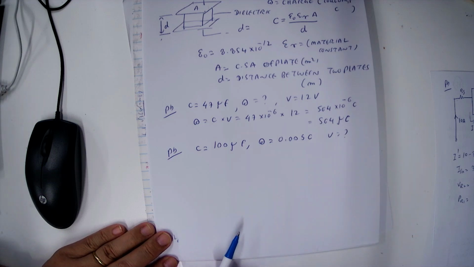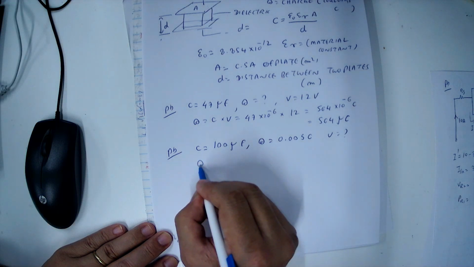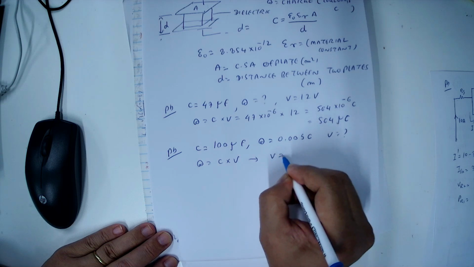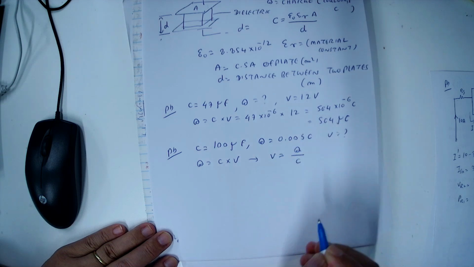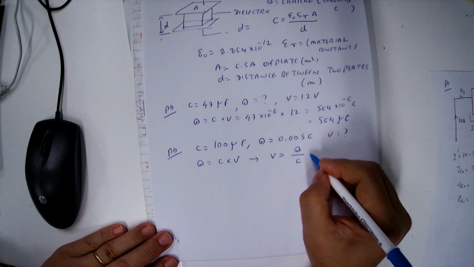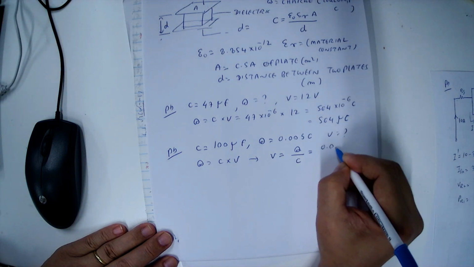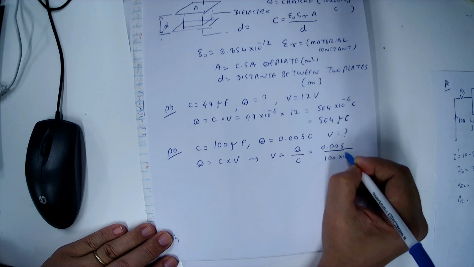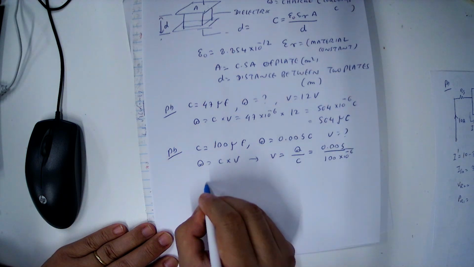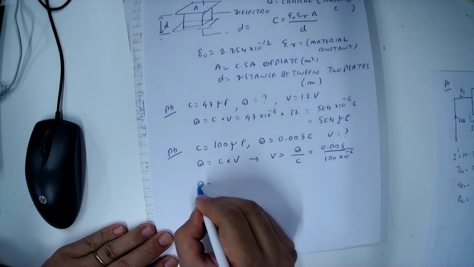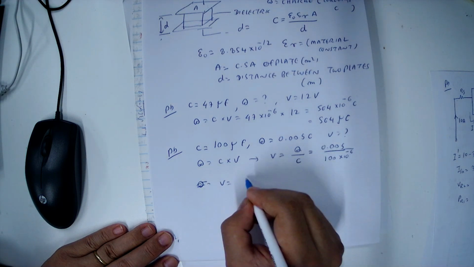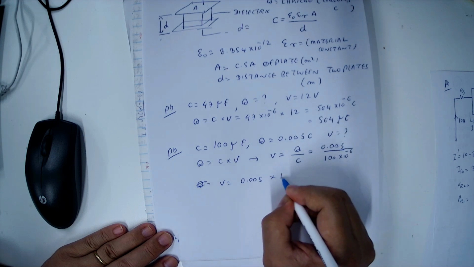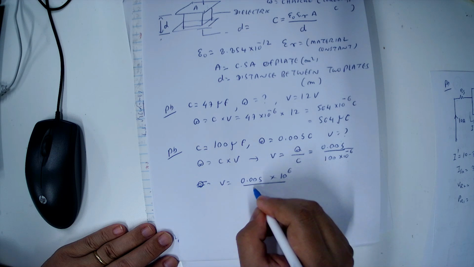So we write the equation Q equal to C multiplied by V. Then V equals Q divided by C. We substitute the Q value, 0.005. C is 100 microfarad, which is 10 power minus 6. So V equals 0.005, and the 10 power minus 6 goes to the numerator, so that will be 10 power 6 divided by 100.